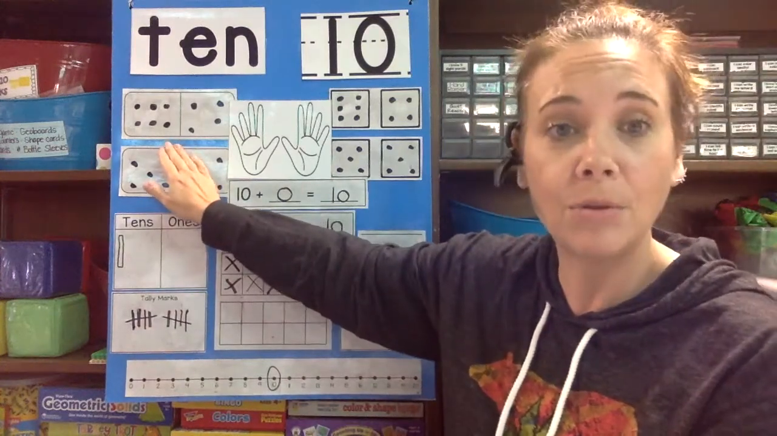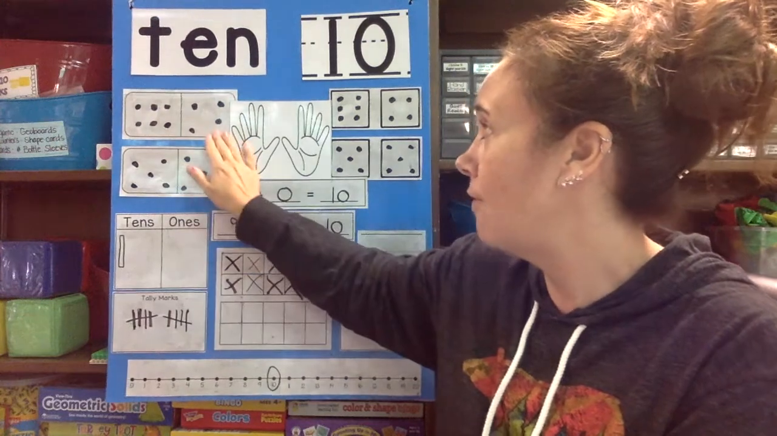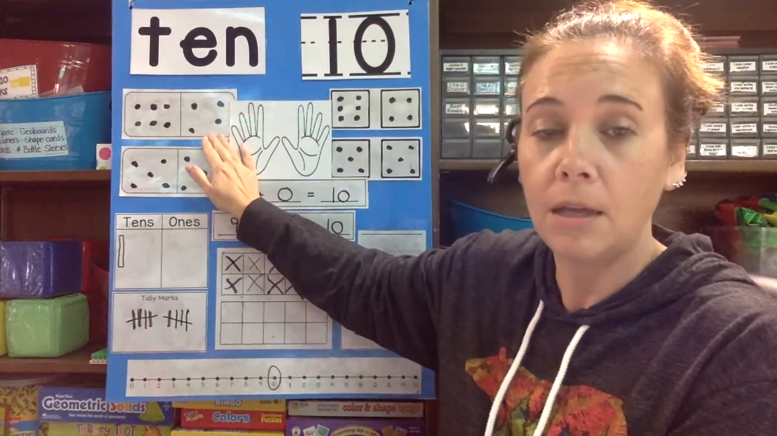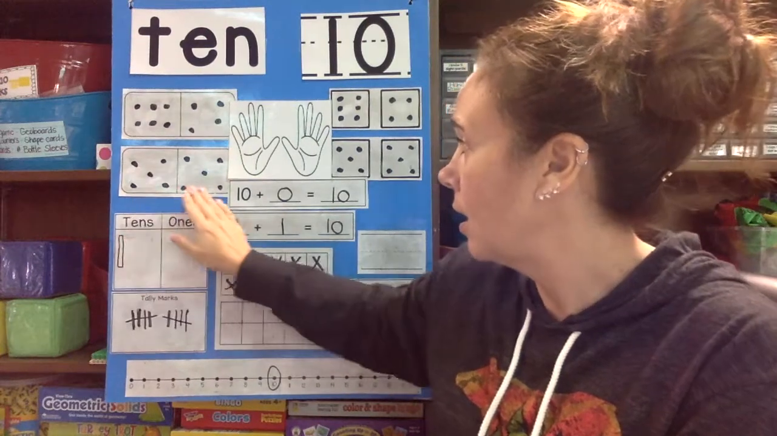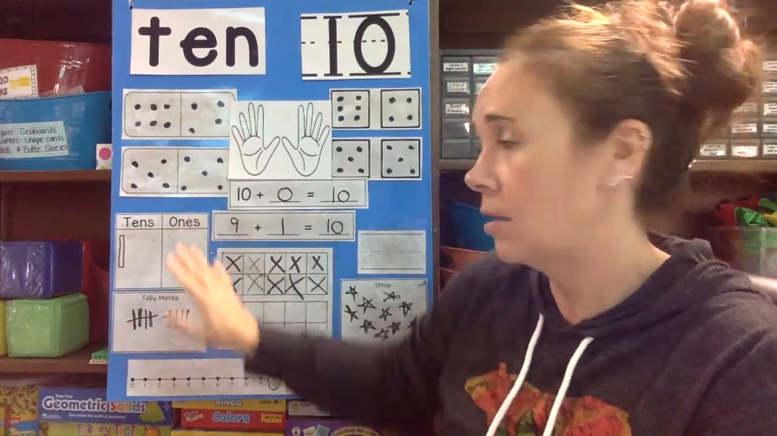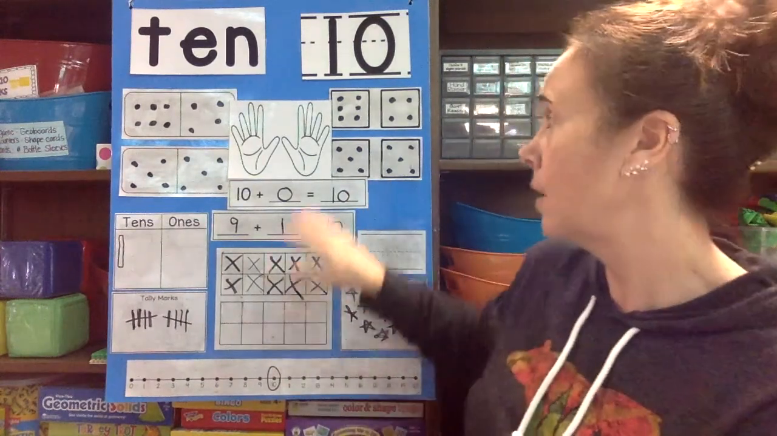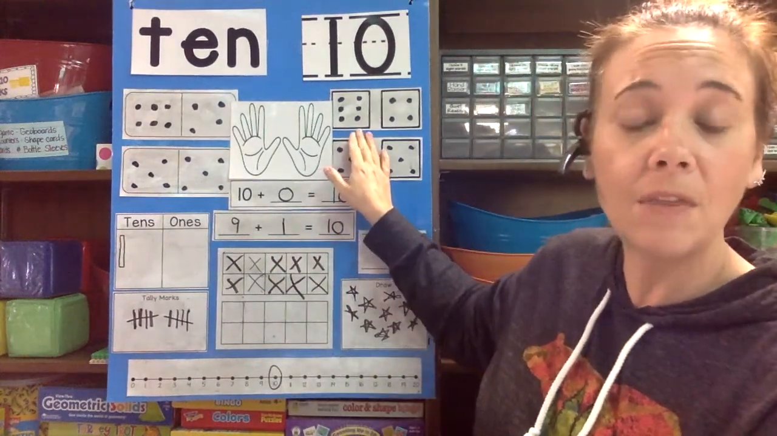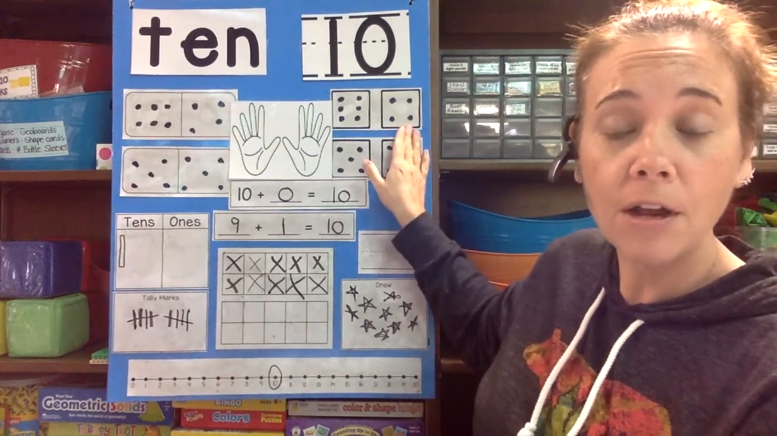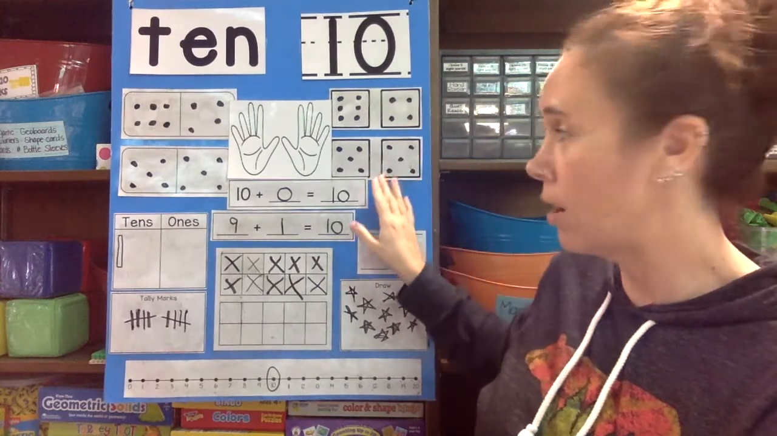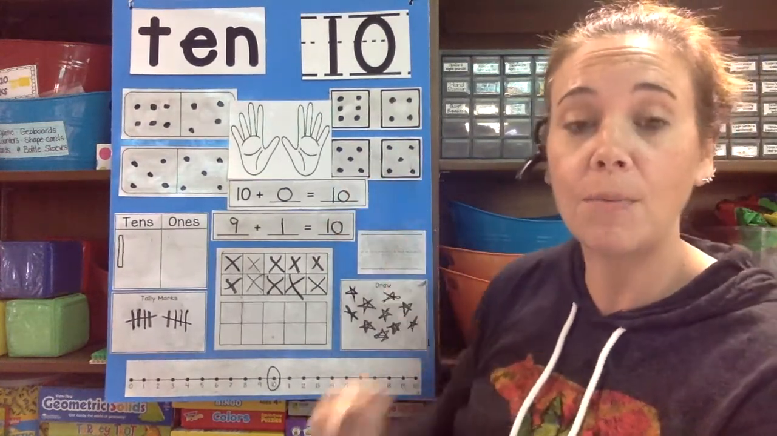If I use dominoes, I can show 10 by having 6 on this side and 4 on this side. I can also show 10 by having 5 on this side and 5 on this side, kind of like our hands. 5 and 5 make 10. For dice, I can do the same thing as dominoes. 6 on one dice and a 4 on the other, that makes 10. Or 5 on one dice and 5 on the other, that also makes 10.